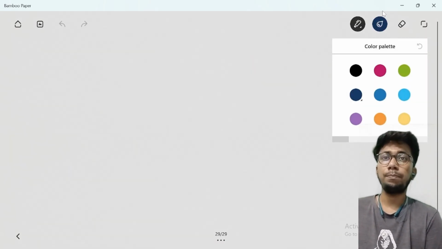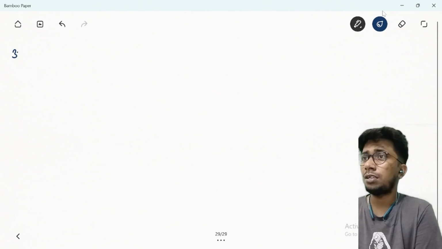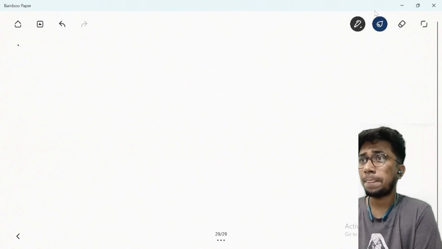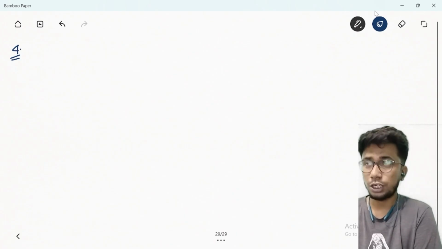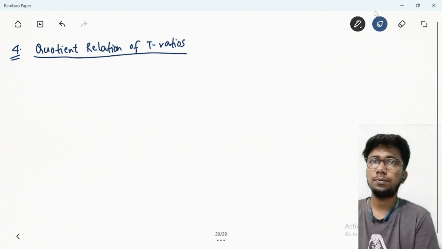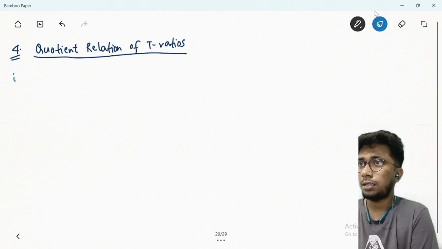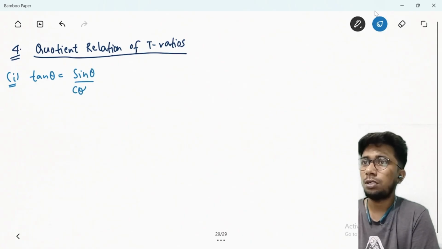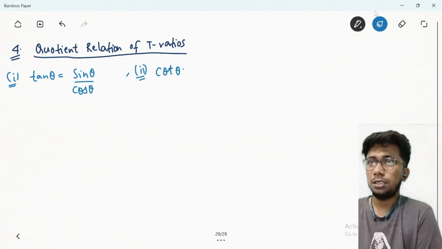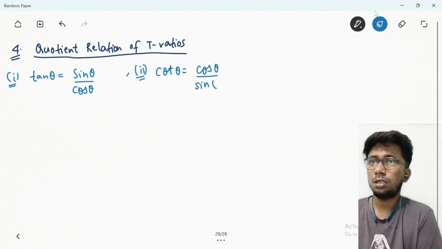ये रिलेशन मैंने अब जब हम प्रॉब्लम सेशन ले रहे थे तो एक क्वेश्चन के बीच में मैंने थोड़ा सा एक्सप्लेन करा था, बट वेट, आई थिंक दिस वन इज नंबर 4. नंबरिंग आप चेक कर लेना. द नेक्स्ट वन इज quotient relation of trigonometric ratios. This is basically tan theta is equal to sin theta upon cos theta and cot theta is equal to cos theta upon sin theta.